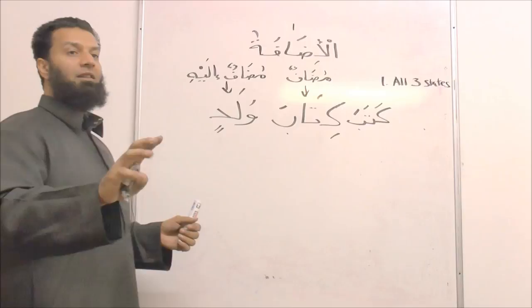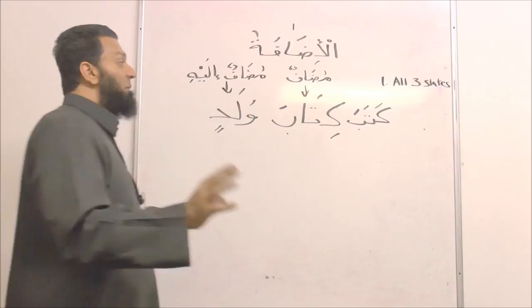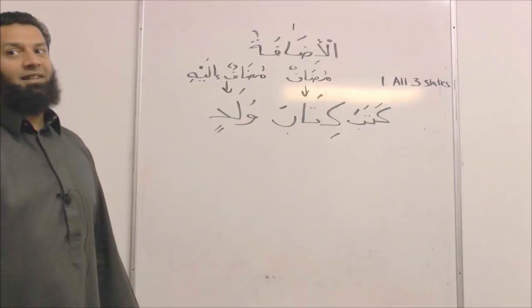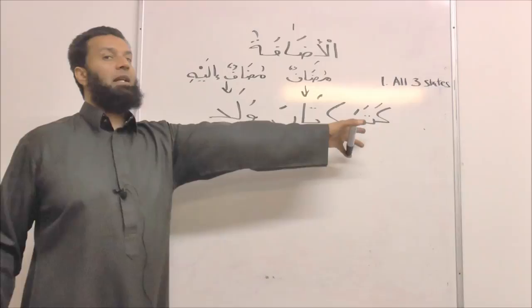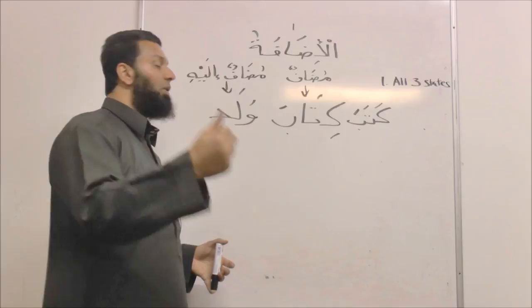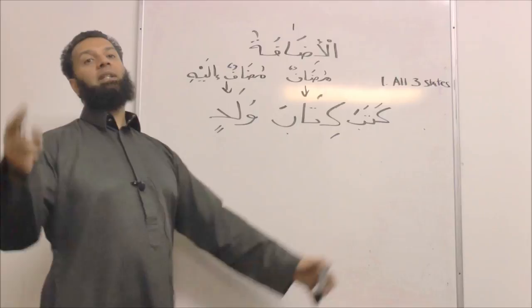No, no. Let's not make it up. What does kataba mean, Abdul Ahad? He wrote. A book. He wrote. So what type of sentence is this now? Jumlatul fi'liyatu. How do we know it's the Jumlatul fi'liyatu? Because it starts with a fi'lun.